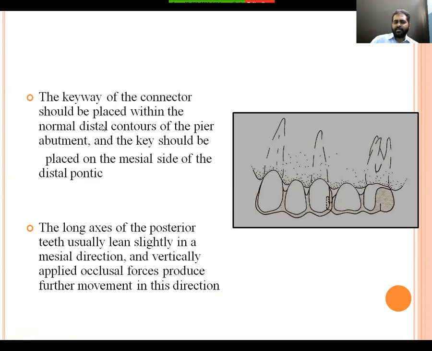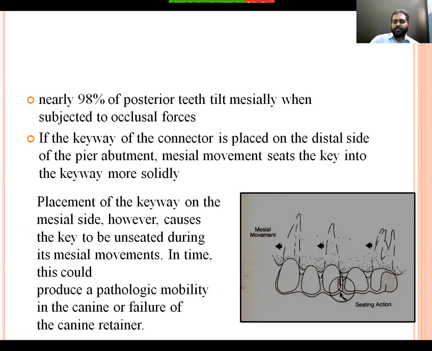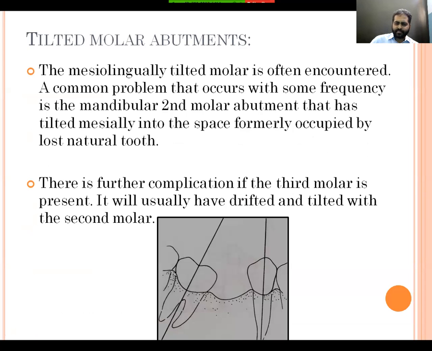The first one is when we have the key and keyway in proper place, it will have the least amount of force acting on the pier abutment. So we don't have a deflection action on the tooth. There is really no shifting of the tooth towards the mesial or distal side, and there will be no physiological mobility seen in the tooth.